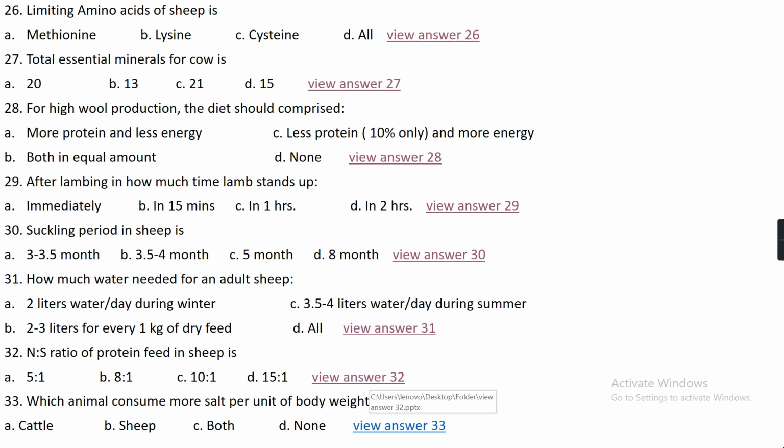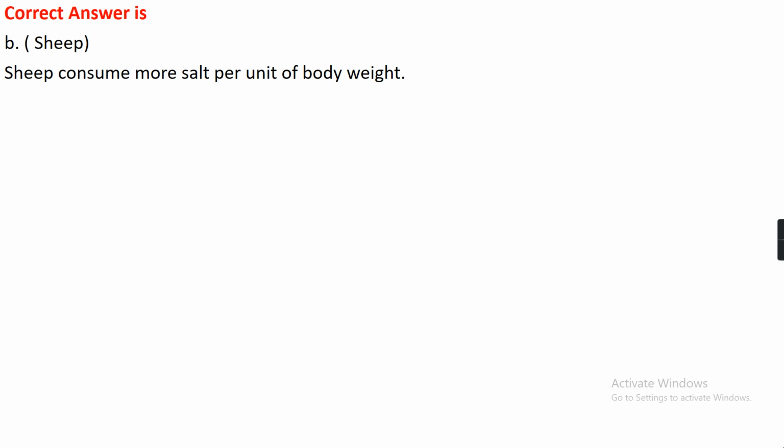Okay. Question number 33. Which animal consumes more salt per unit of body weight? Option A, cattle. Option B, sheep. Option C, both, or option D, none. The right answer is sheep. Sheep consume more salt per unit of body weight.